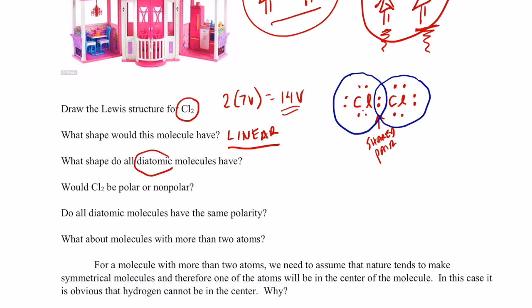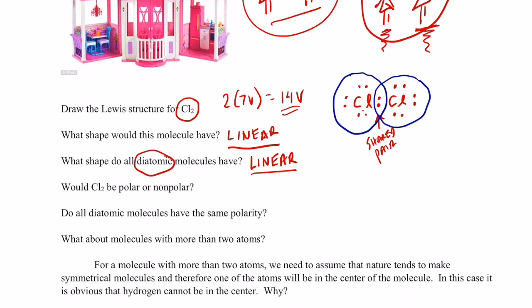So all diatomic molecules, those are molecules made up of 2 atoms, will always have a linear shape. Sometimes we call that molecular geometry. Whenever there are 2 atoms bonded to each other, they don't have any other choice but to be linear. Well, how about its polarity?